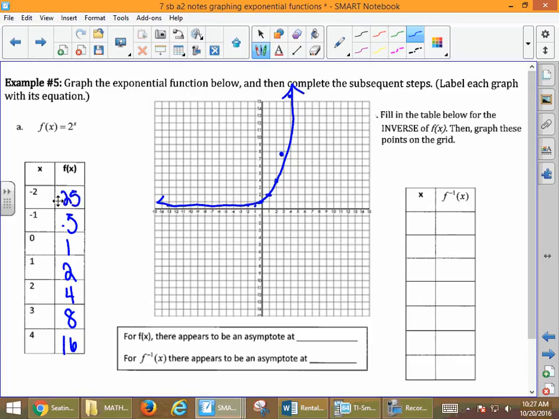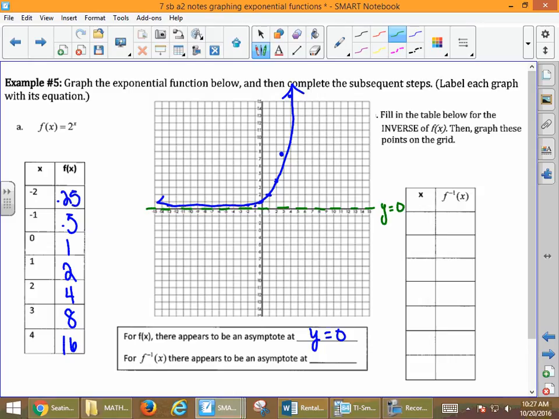For f of x, there appears to be an asymptote. Where? So is it x equals 0 or is it y equals 0, Matthew? It's y equals 0. So it's right here. There's our y equals 0.